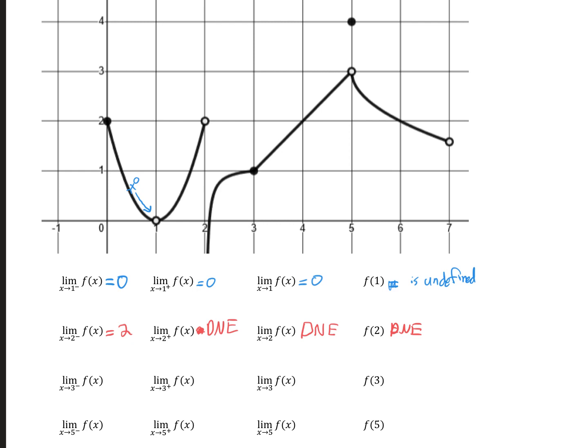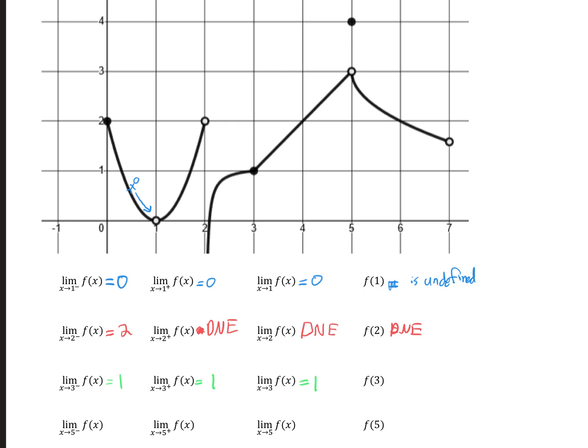All right, 2 more questions. Let's think about 3. What is the limit of the function as x approaches 3 from the left? So if you're approaching 3 from the left, the y value you're getting closer and closer to here looks to me like it would be 1. If we approach from the right, it also looks like the y value would be equal to 1. Because those are the same, we can say the limit is equal to 1.